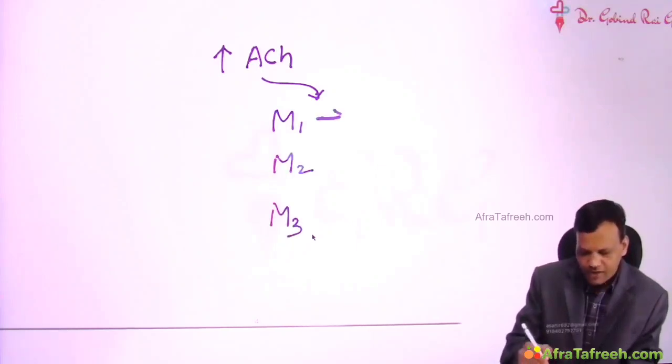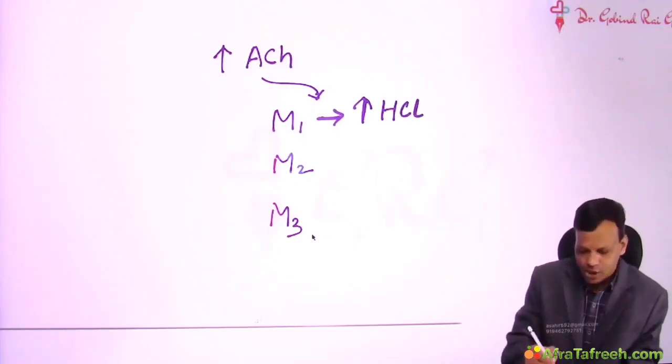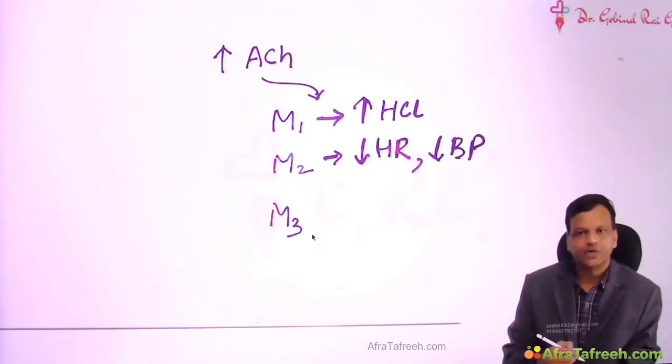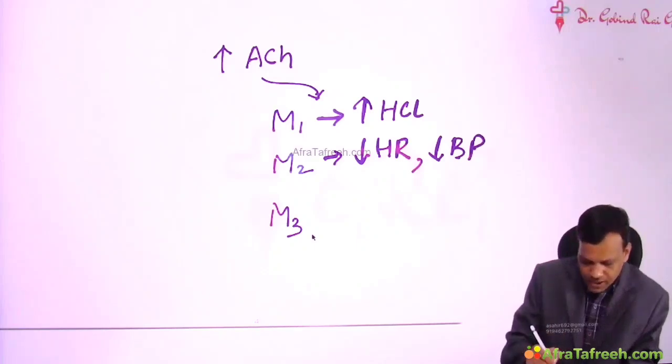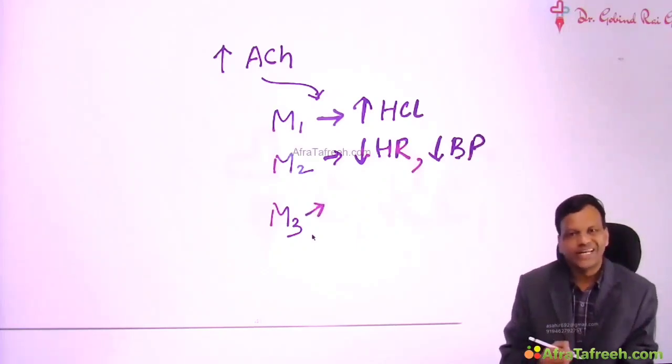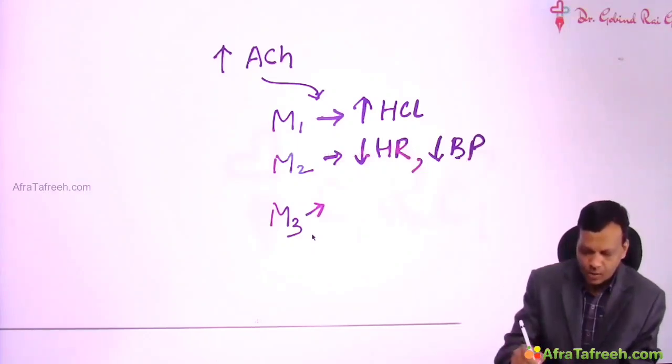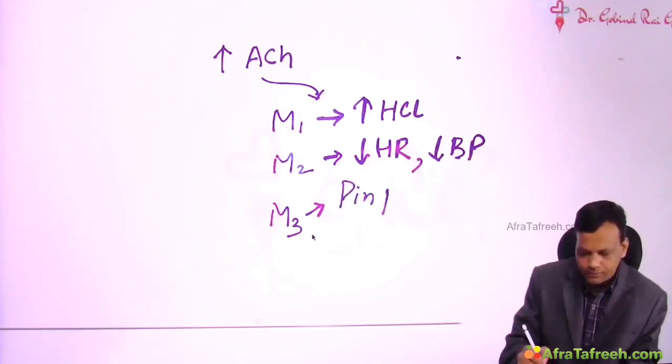Stimulation of M1 receptors will lead to acidity. Stimulation of M2 receptors will result in bradycardia. And when the heart is working less, it will also lead to hypotension. Bradycardia and hypotension. Stimulation of M3 receptors in the eye will lead to miosis. And in case of poisoning, the miosis will be so severe that the pupil will look like a point. The condition called pinpoint pupil.